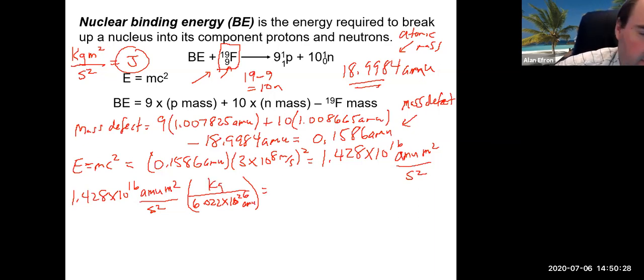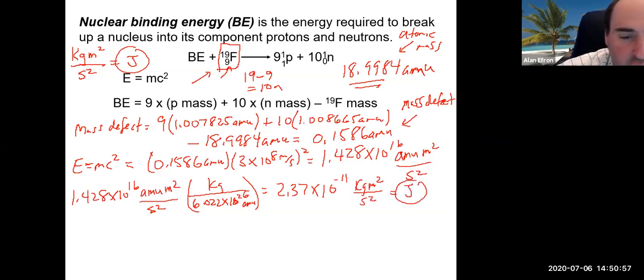That number also should look familiar to you. That is our good friend Avogadro's number, except that Avogadro's number is to the 23rd, and that would give you grams. But here we want kilograms, so that's why we're to the 26th here. And that gives us 2.37 times 10 to the minus 11 kilograms meter squared per second squared, which is the same as a joule. So the binding energy here is 2.37 times 10 to the minus 11 joules.